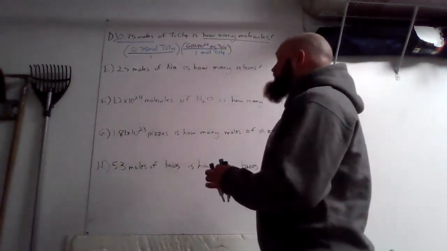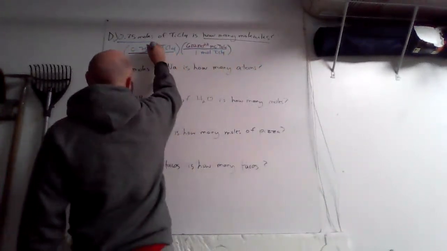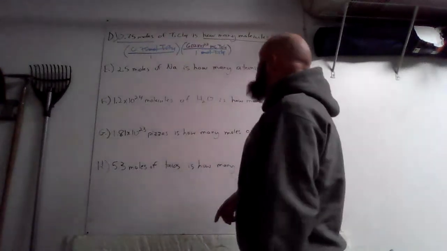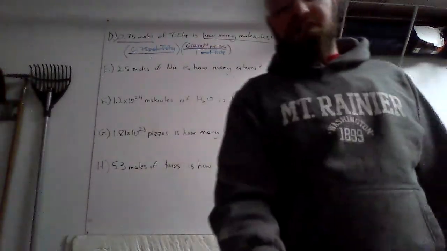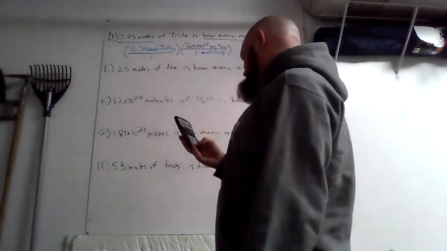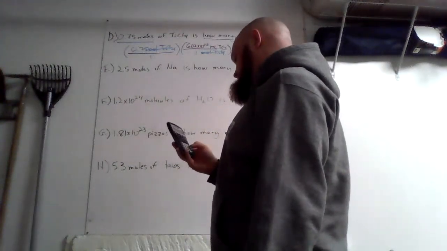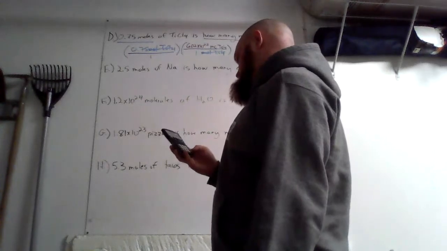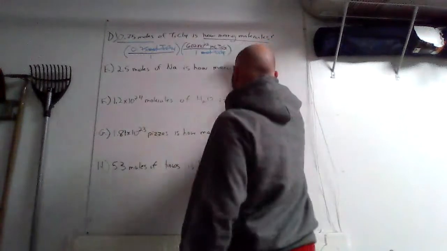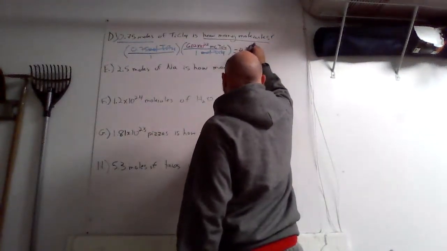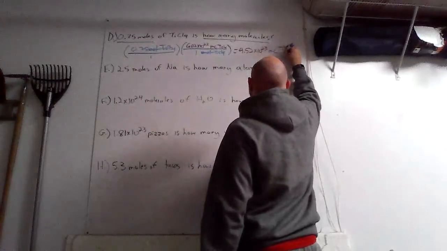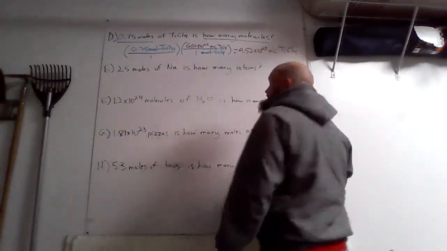So moles of TiCl4 cancels out. So I'm going to do 0.75 times 6.02 times 10 to the 23rd. This one I cannot do in my head, at least not right now. So I'm going to get 4.52 times 10 to the 23rd molecules of TiCl4.